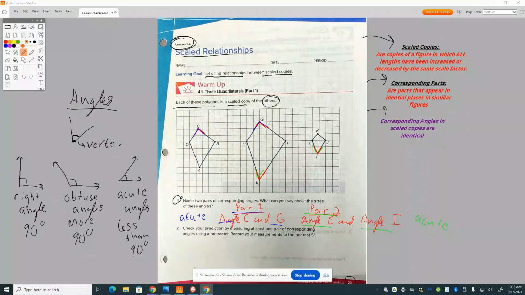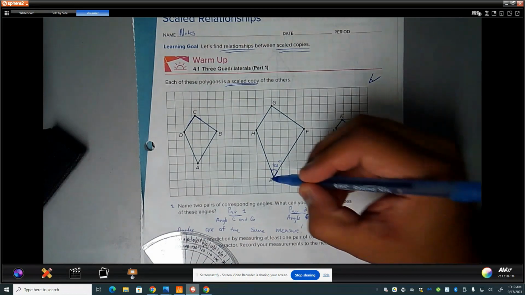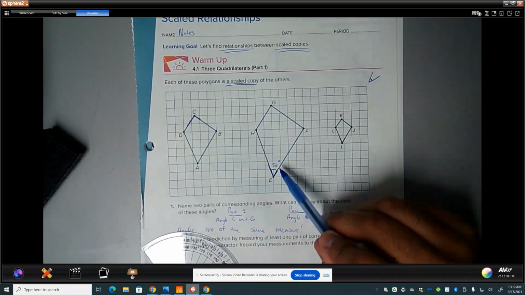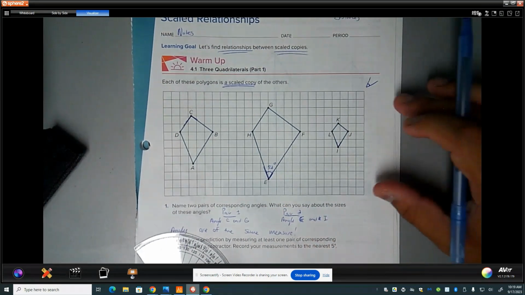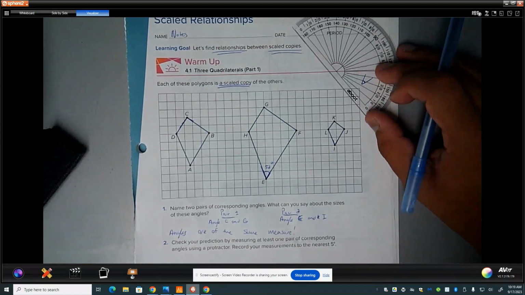Question 2, they're asking us to check our prediction by measuring at least one pair of corresponding angles using a protractor. Record your measurement to the nearest 5 degrees. So what I'm going to do is move over to my dot cam to be able to use a protractor. If I look at my corresponding angles, I'm going to start with angle E here. I've already marked that it's 52 degrees. Now I'm going to show you how to use your protractor to know why it's 52 degrees.